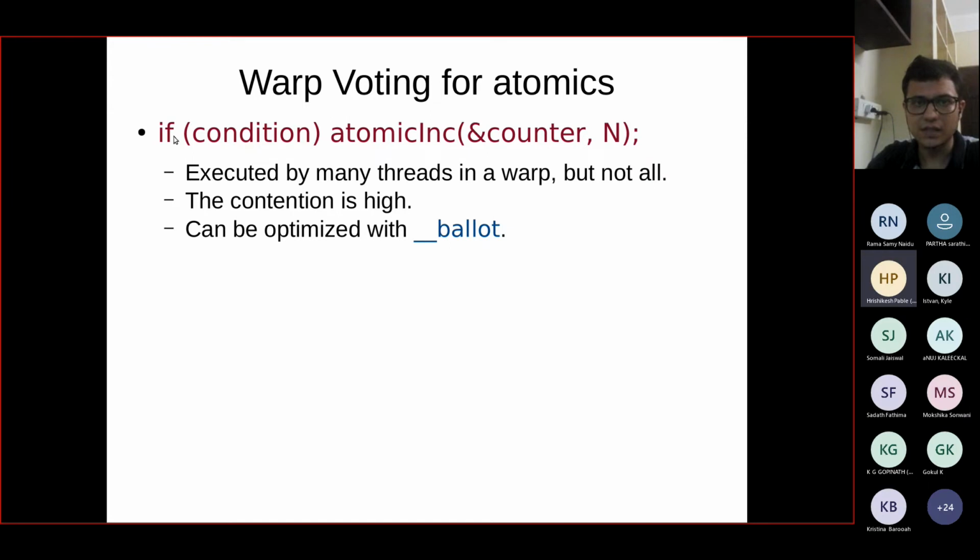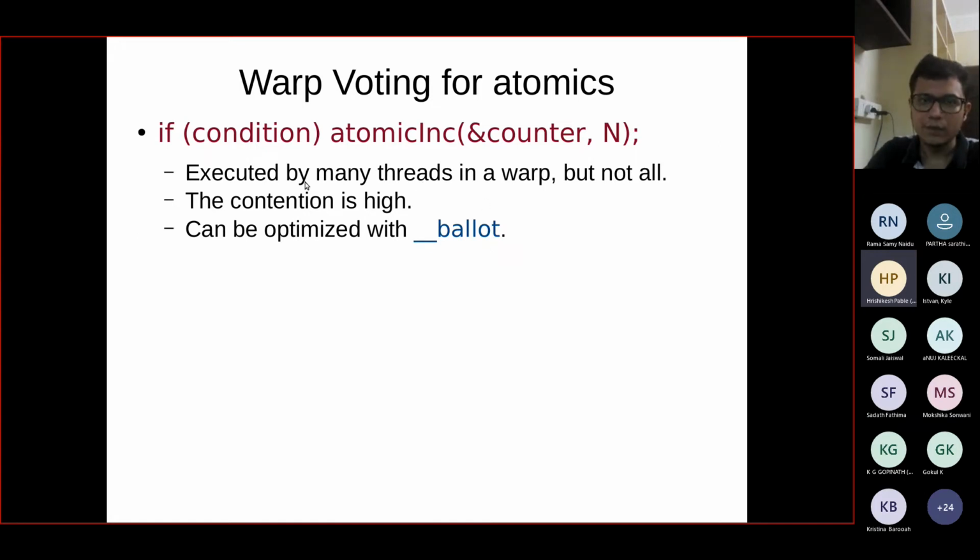Assuming that this condition is true for many of the warp threads, this atomic increment will be executed by many of the warp threads, but not all. Let us say out of 32 warp threads, 20 were having this condition true. So 20 threads were doing atomic increment, and the rest of the threads were not doing anything. But yes, 20 threads were incrementing it.